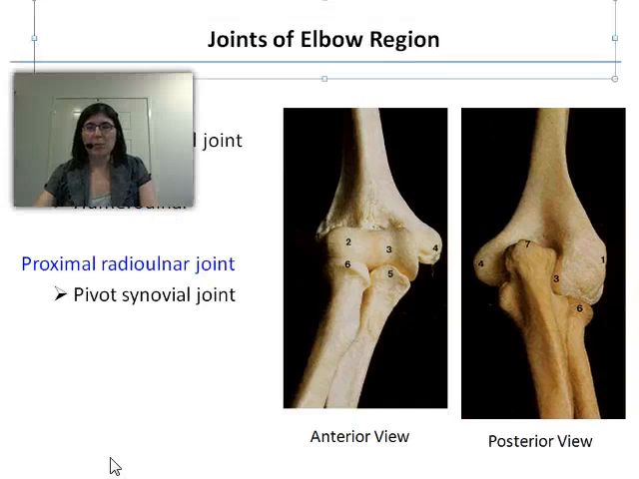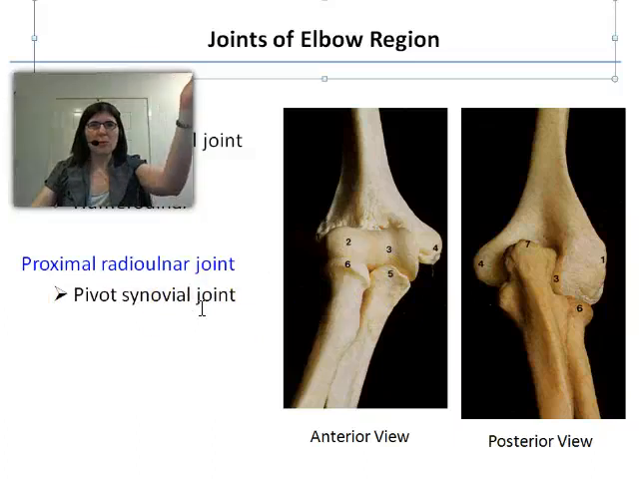Another joint within the elbow region is the proximal radioulnar joint. Here we can see it here. The proximal radioulnar joint occurs between the head of the radius and also the proximal end of the ulna. Note that it's in this position where a rotation movement occurs, and therefore this joint is classified as a pivot synovial joint. Let's have a look at the action within our arm.